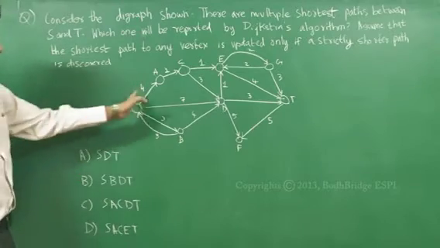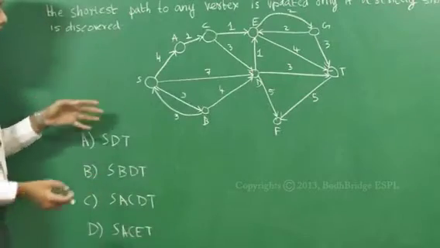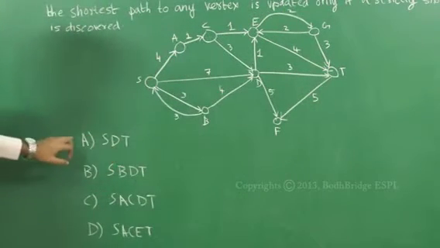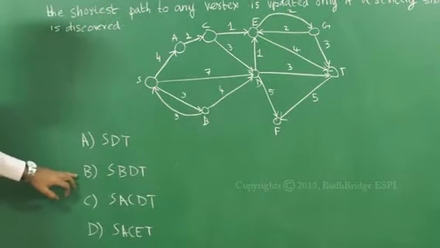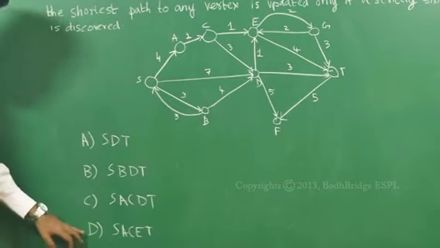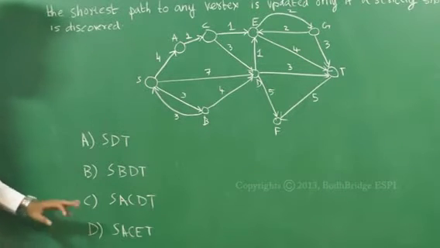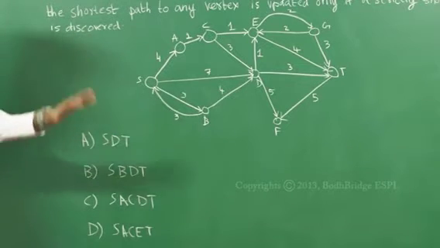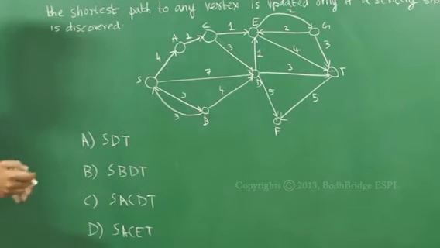So the graph is shown. We have to find which path from S to T Dijkstra's algorithm will report. Option A, SDT. Option B, SBDT. Option C, SACDT. Option D, SACET. So one thing that is confirmed is that Dijkstra's algorithm will report the shortest path between any two vertices.